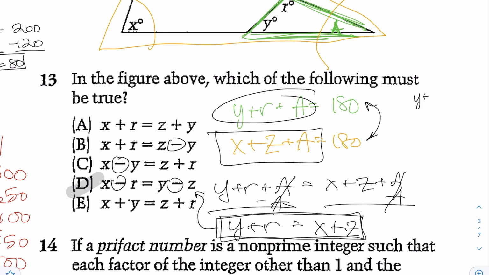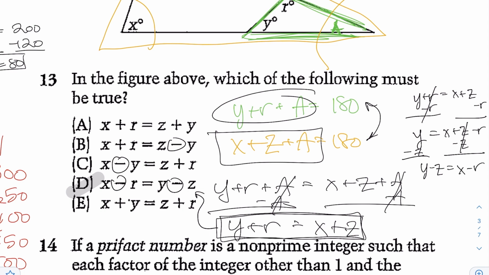So again, Y plus R is equal to X plus Z. If you subtract R from both sides, you'll be left with Y is equal to X plus Z minus R. Then if you subtract Z on both sides, cancel out the positive Z on the right, you'll have Y minus Z is equal to X minus R. So two negatives on both sides because we swapped two things around, and that's why the answer is choice D. X minus R is equal to Y minus Z.